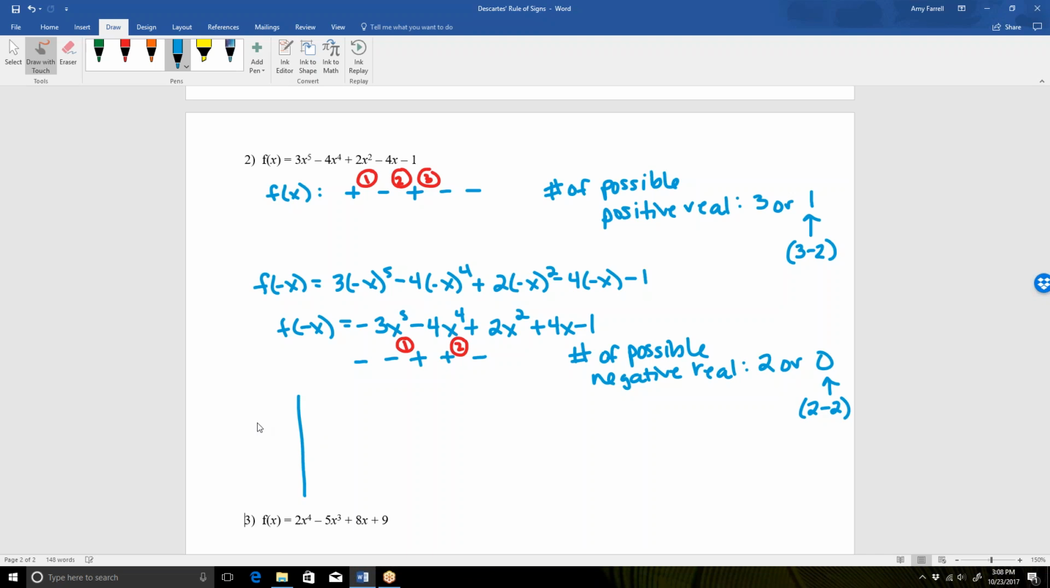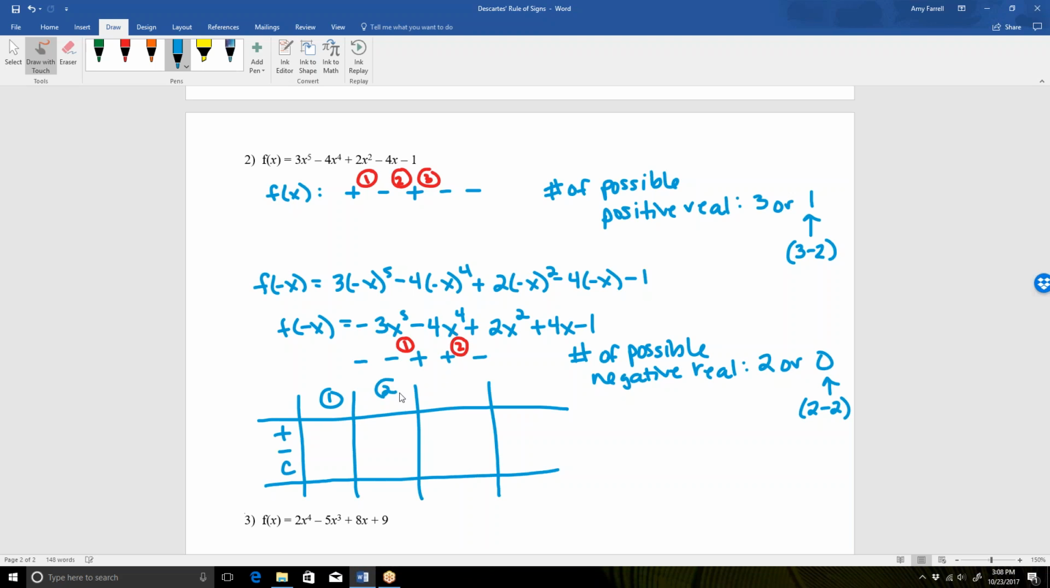Now I'm going to make a chart that's going to help me to determine the number of possible complex zeros. So positive, negative, complex. This time I will have 4 scenarios. I'll explain where I'm getting 4 from. So here's scenario 1, 2, 3, and 4.